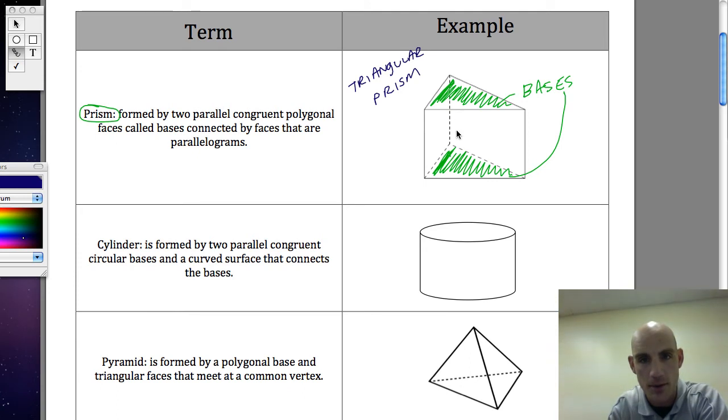because the rest of the faces are rectangles. So this back one is going to be a rectangle, this one facing us is going to be the rectangle, and the one facing back that way is going to be a rectangle as well. And so the bases are basically the odd men out. They're the ones that aren't rectangles. And so that's a triangular prism.